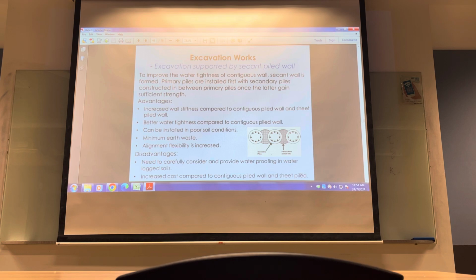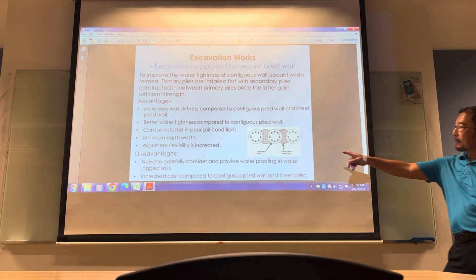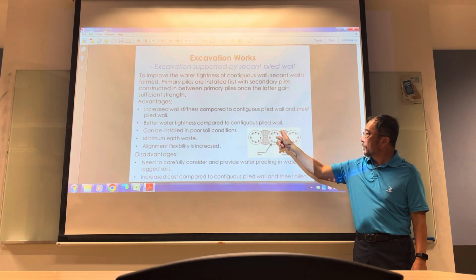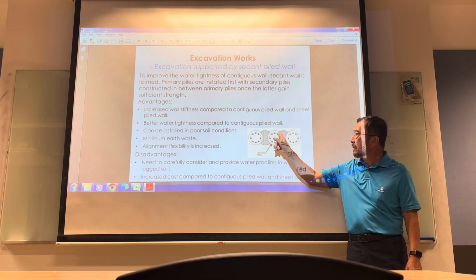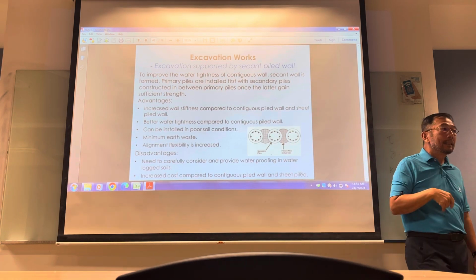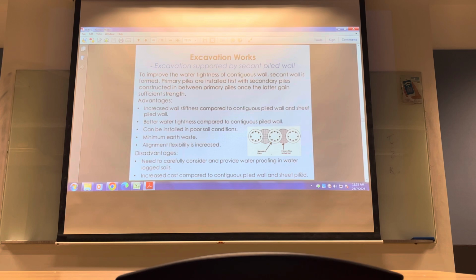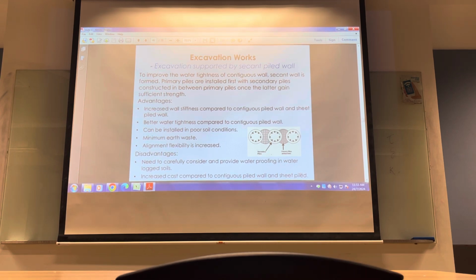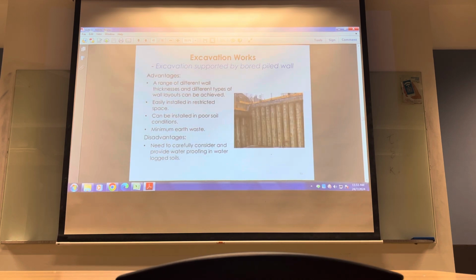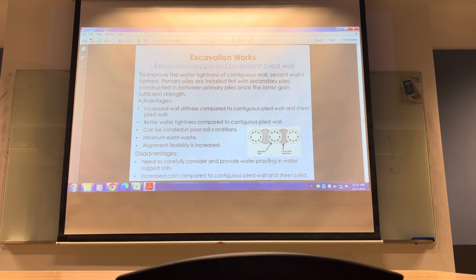Secant bore pile interlocks with each other. The soft pile is constructed first, then you cut into it to form the hard pile. And it forms a continuous line of piles to have a retaining system. Compared to contiguous bore pile, they are individual piles, not interlocked, versus secant bore pile interlocking with each other.